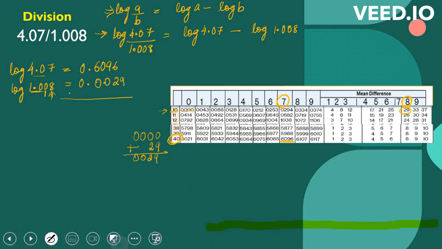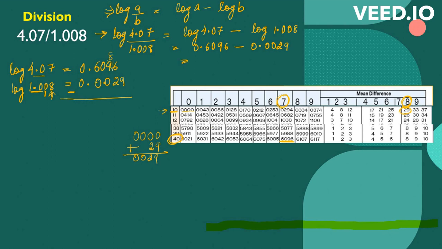Now what is the next step? Once you get this, you subtract. Log of 4.07 is nothing but 0.6096 minus 0.0029. So let's subtract it. 16 minus 9 is 7. 8 minus 2 is 6. 0, 6, 0. So this is the value you obtain, 0.6067. Now what you have to do?